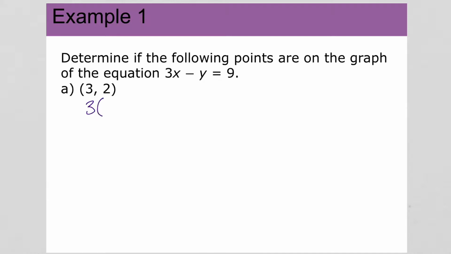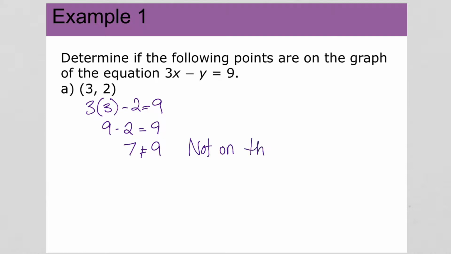So we've got 3 times 3 minus y, which is 2, equals 9. 3 times 3 is 9, and 9 minus 2 is 7, which isn't equal to 9. So that means the point 3, 2 is not on the graph of the equation 3x minus y equals 9.